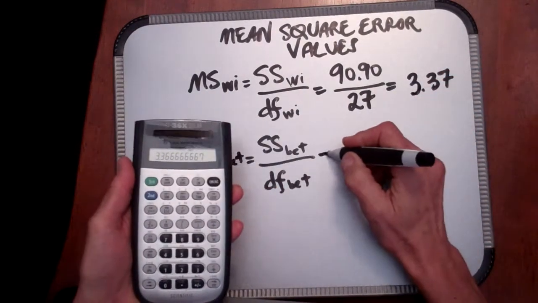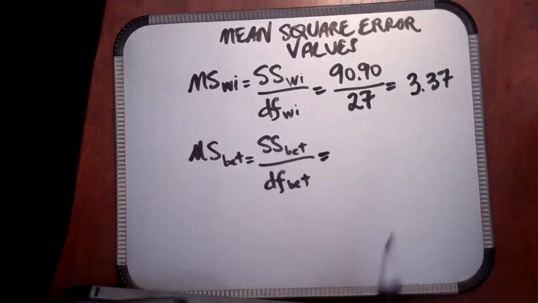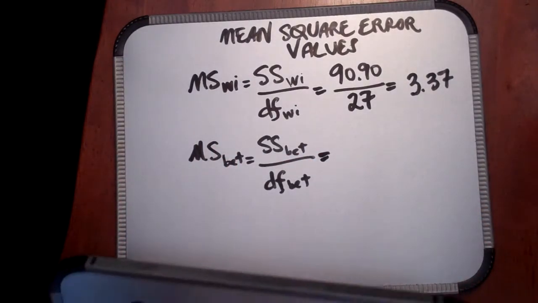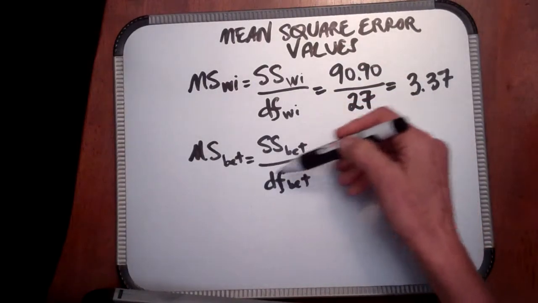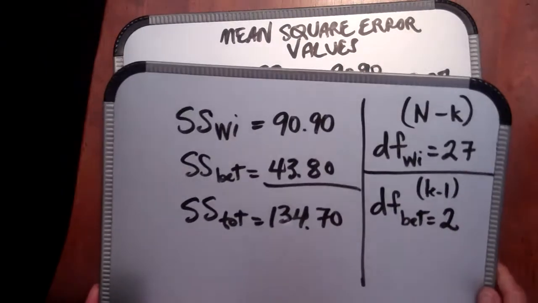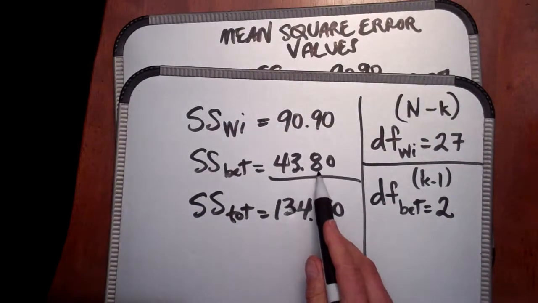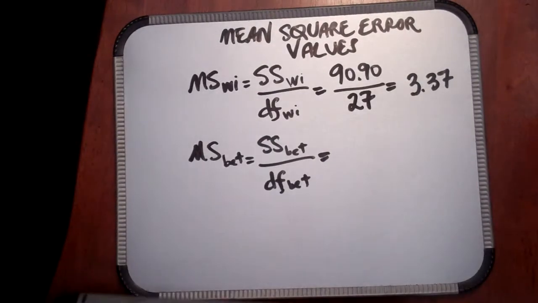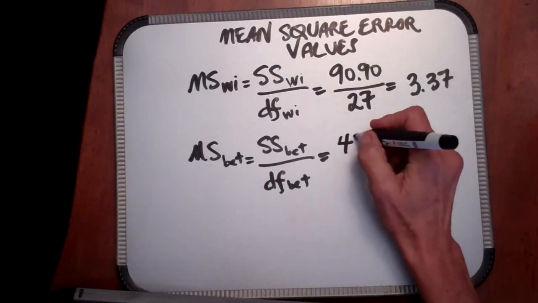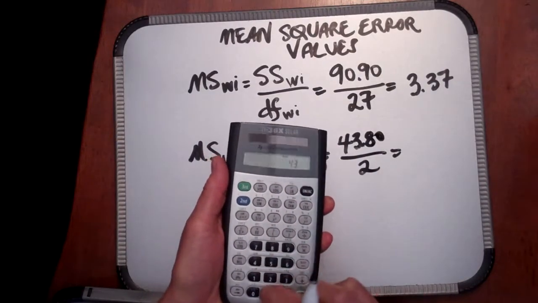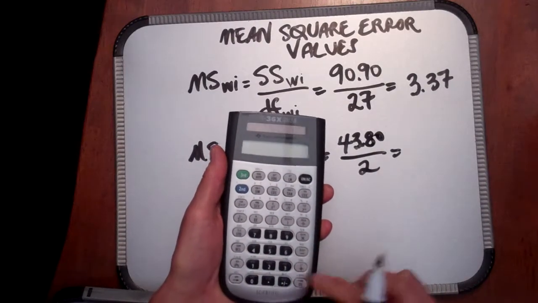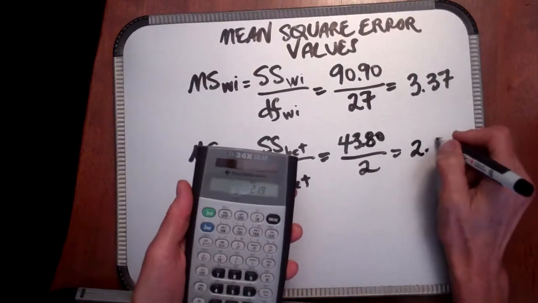Okay. And now we want to know the mean square error value between groups, and you take sum of squares between divided by degrees of freedom between, so that is simply 43.8 divided by 2. 21.9.